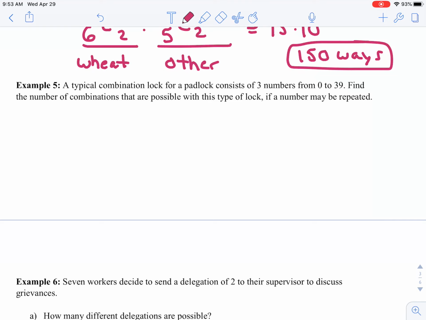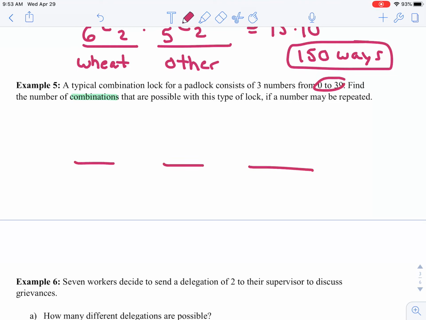Okay, example 5 here. A typical combination lock for a padlock consists of 3 numbers from 0 to 39. Find the number of combinations that are possible with this type of lock, if a number may be repeated. So when you see this word combinations, you think, oh, I should be using combinations. You've got to be careful. Combination here is just referring to the ways that we can open this lock. So it's not referring to our normal idea of combinations.